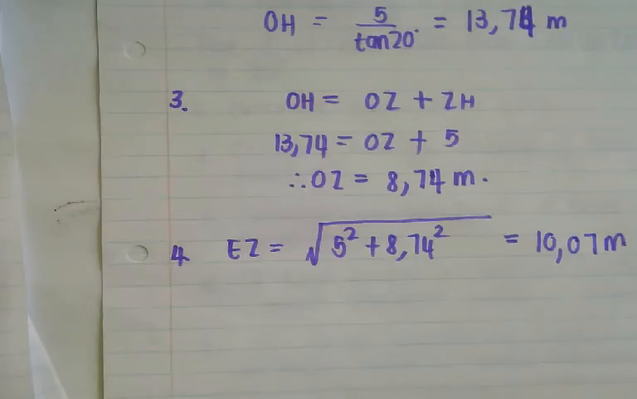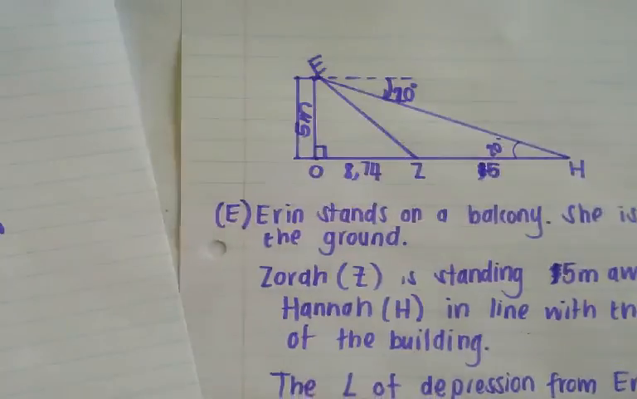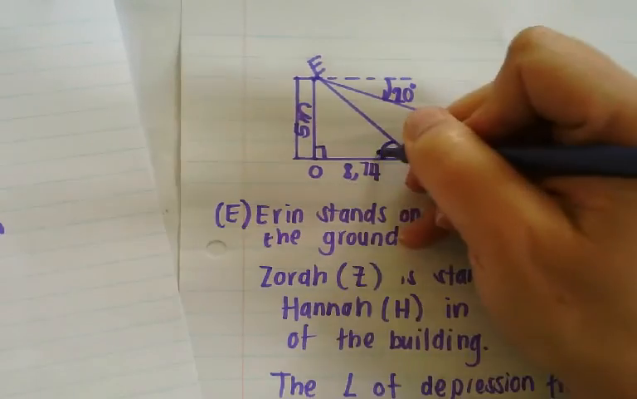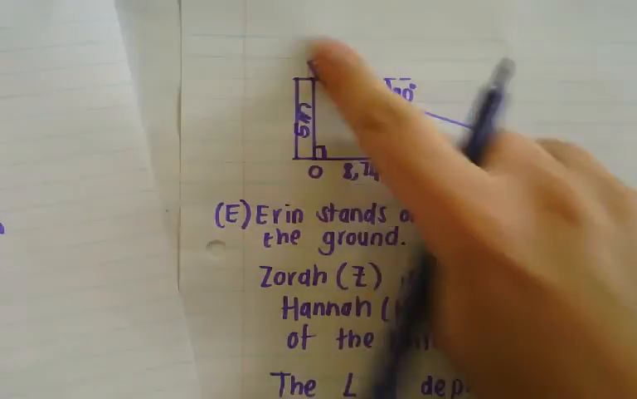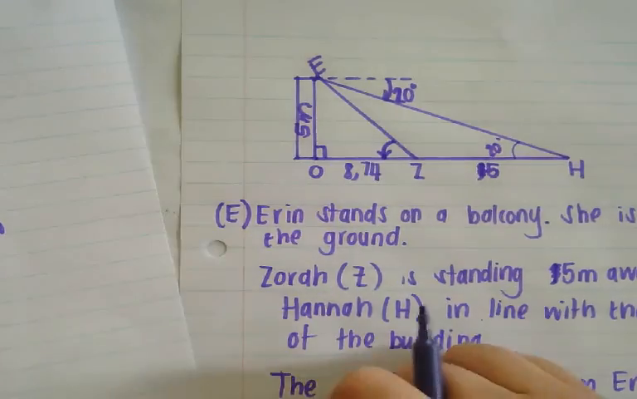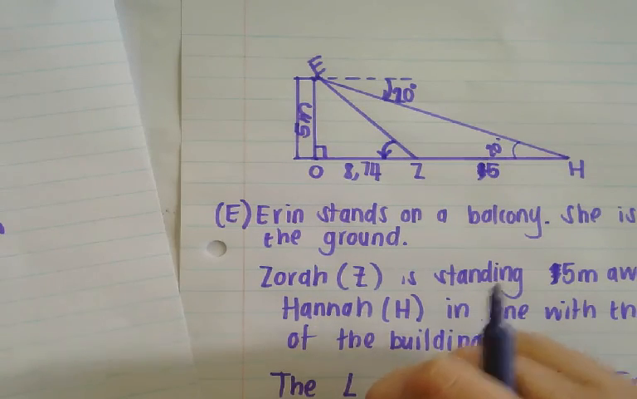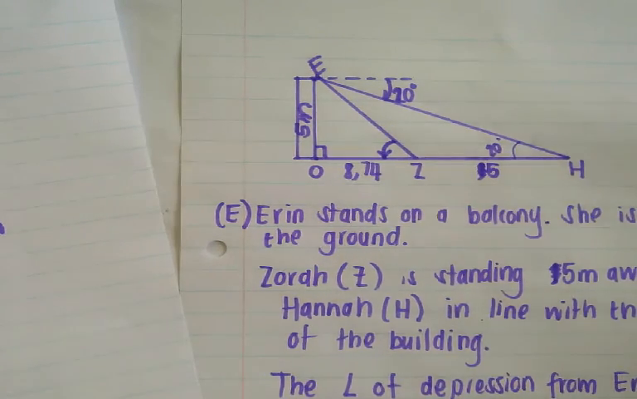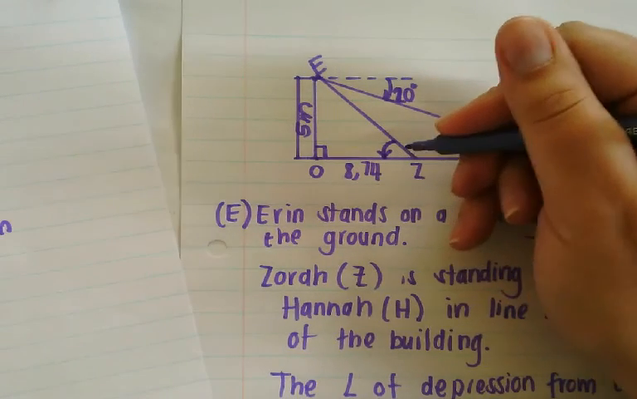And my very last question, grade 10s, I ask here, if Zora wanted to throw it back at Erin, what angle would she have to throw at? So what am I trying to find? I'm trying to find this angle of elevation. So I have 3 sides and I'm trying to find an angle. What am I going to do? It can be any of them, right? So it's going to be my, choose one, Bongo.